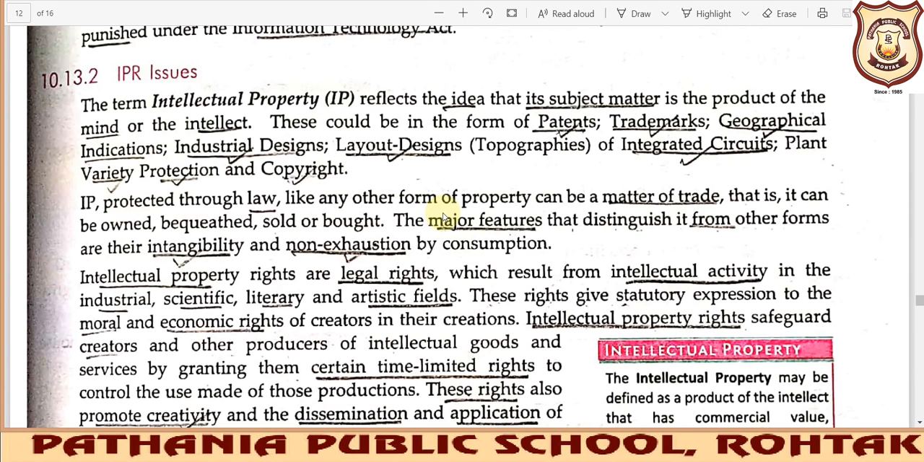Next come the IPR issues. IP means intellectual property. So intellectual property rights are related to the mind or the intellect. Like I created a song, and it was my creation, and you have published that song with your own name. So what you are trying to do is break the intellectual property rights, because that song belonged to me and I have taken a copyright for it, and you are trying to publish that particular song with your own name, so you are going against the copyrights.